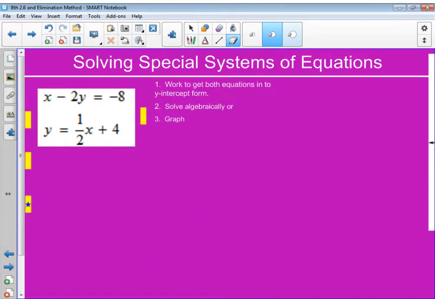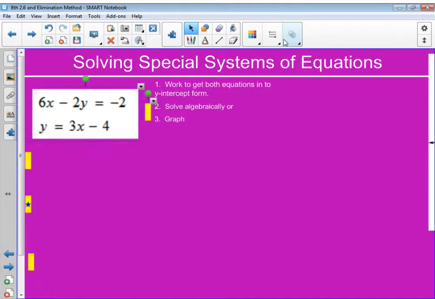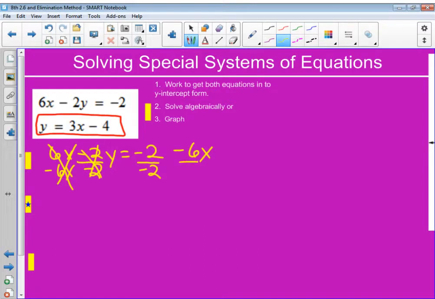Okay, so let's try another one. Let's try this one. So we have the second equation's already done for us. So we have to work to get that first equation so that it says y equals. So we've got 6x minus 2y equals -2. Okay, so we want to get that 6x out of there. So -6x and -6x. And sometimes you're still going to get a solution, and that's what we're going to practice. Now I would divide by -2. Divide by -2, divide by -2.